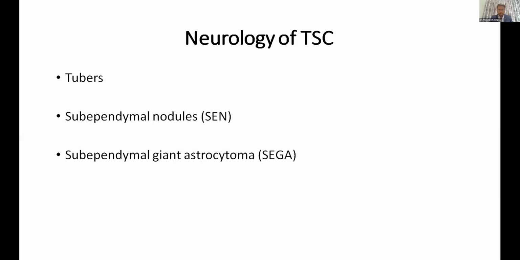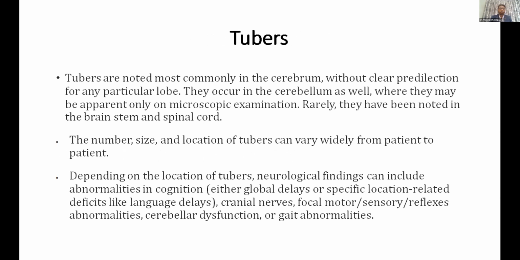So what about the neurology of tuberous sclerosis complex? You just need to remember three things. One is tubers, second is subependymal nodules, and third is subependymal giant astrocytoma. So these are the three things. I'm going to dwell into these three one by one. So let's talk about tubers.